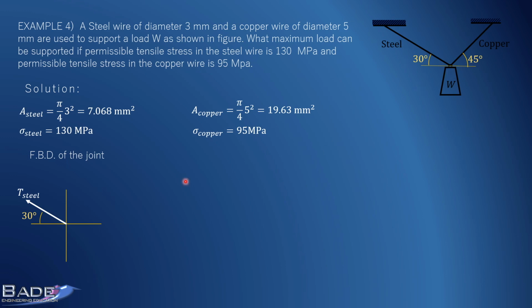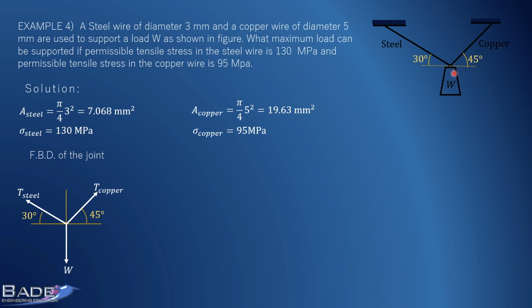This force exerted by steel wire, it is a pull type of force. It is a wire. Wires are always in tension. Copper wire, insert immediately the angles. And load W. So these are the three forces acting at the joint. So we'll find tension in steel in terms of W. We'll find tension in copper in terms of W. That is what we want to find out.